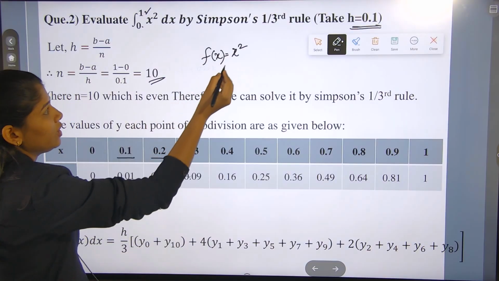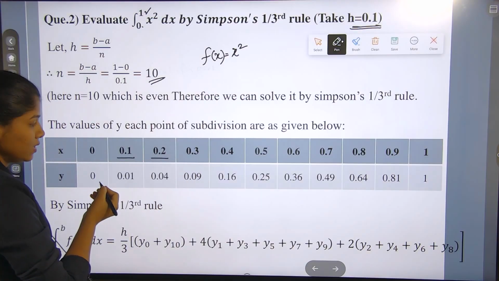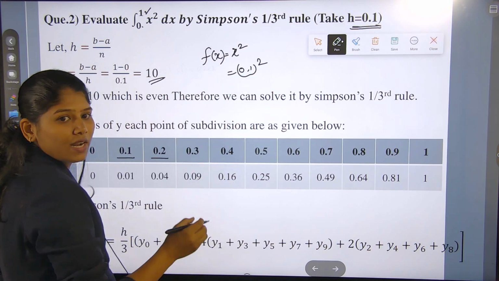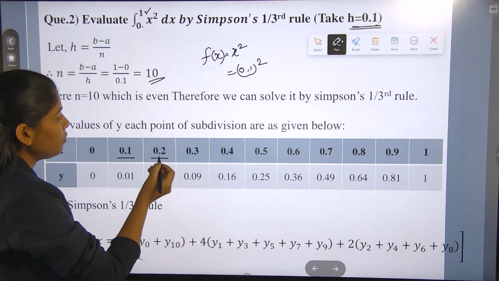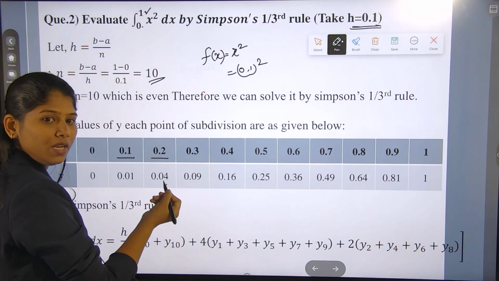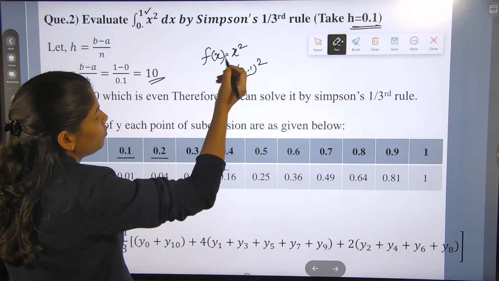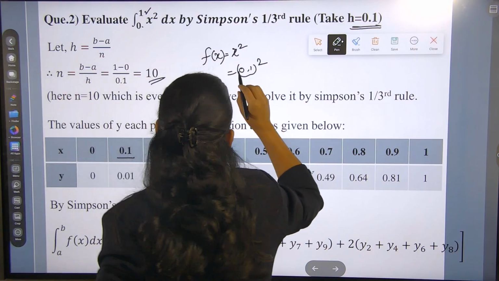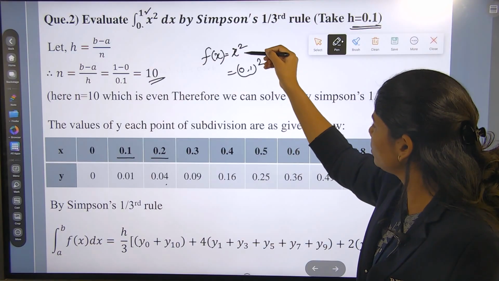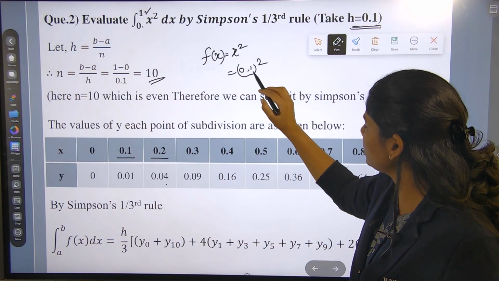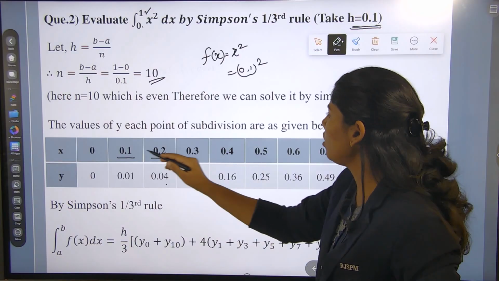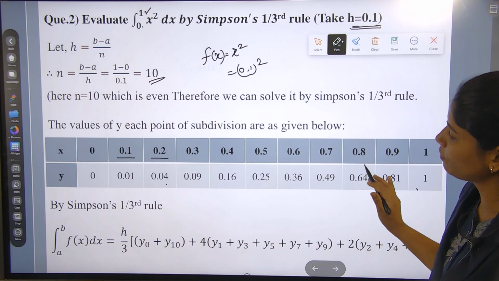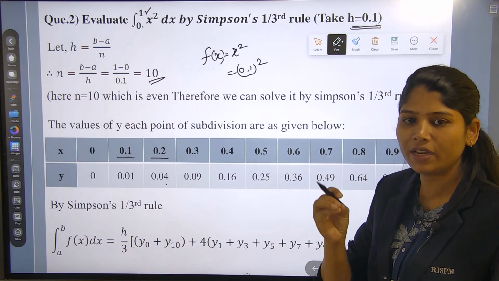So if we put 0 here, we get 0 square, so 0 square is 0. If we put 0.1 here, 0.1 square, we get the answer 0.01. If we put 0.2, the answer will be 0.04. If we put 0.3, the answer will be 0.09. Put 0.4, so we get 0.16. If we put 0.5, the function value is 0.25. Put all values of x in that function and we will get the values of y. After getting the values of x and y, write down the formula.